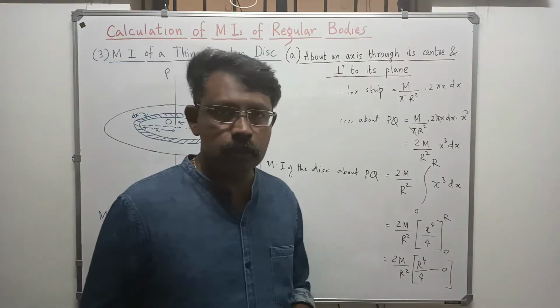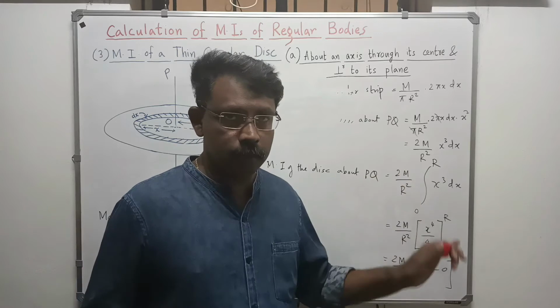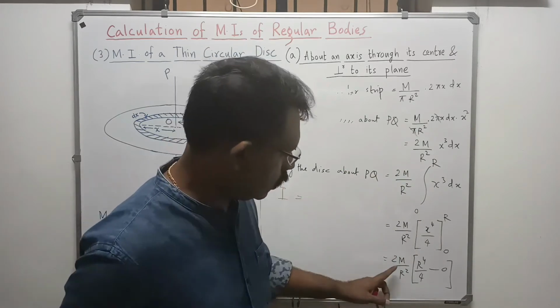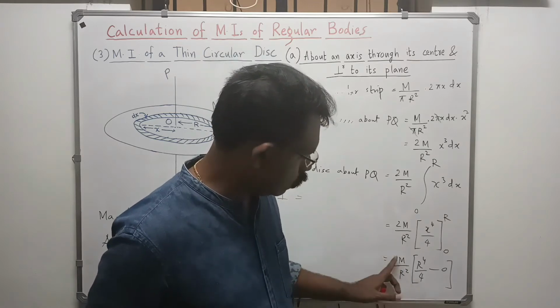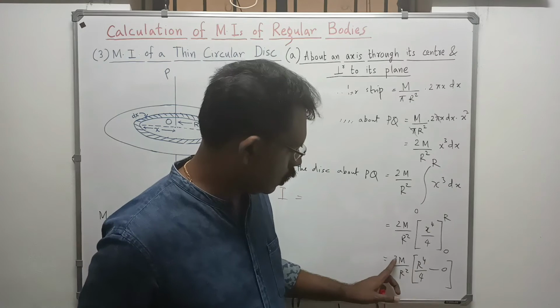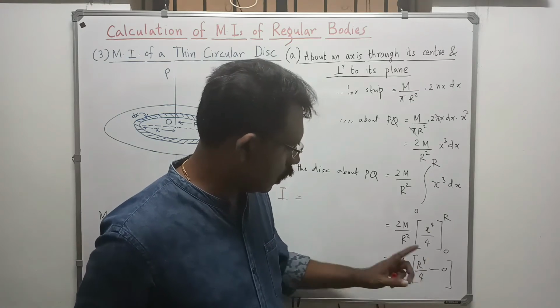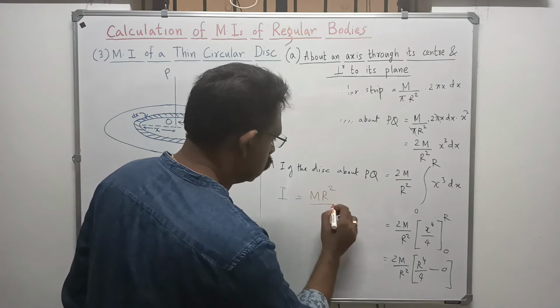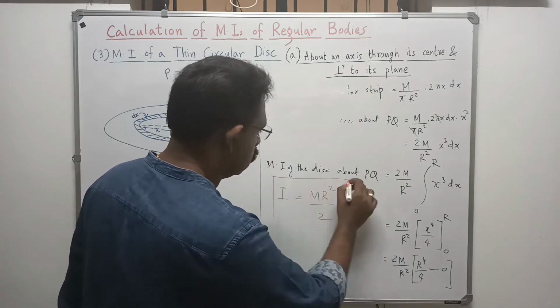If I take this as I, the moment of inertia of the disk, then the 2 and 4 will combine: 2 will come here, r squared and r raised to 4. So what will we get? Here there will be 1 by 2, then r squared. So that is mr squared by 2. This is what we are getting.